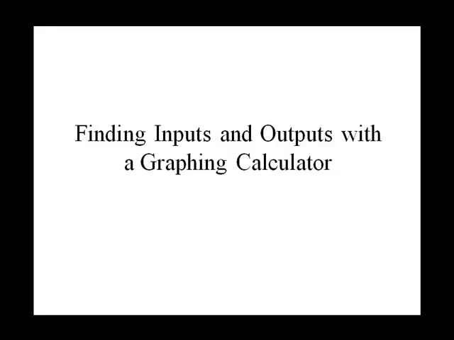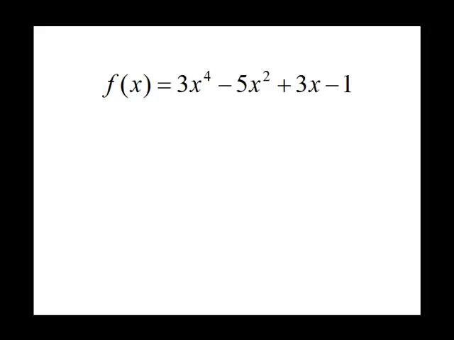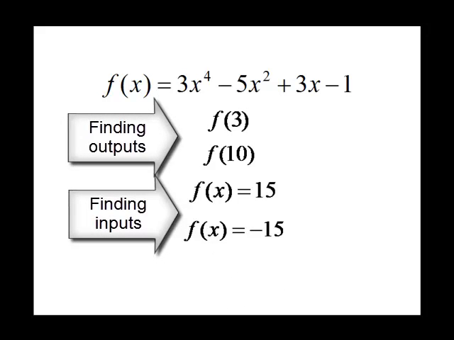In this video, we're going to do a little bit of a demonstration about finding inputs and outputs with a graphing calculator. And we're going to use the function 3x to the fourth minus 5x squared plus 3x minus 1. And let's find the following: f of 3, f of 10, f of x equals 15, and f of x equals negative 15.